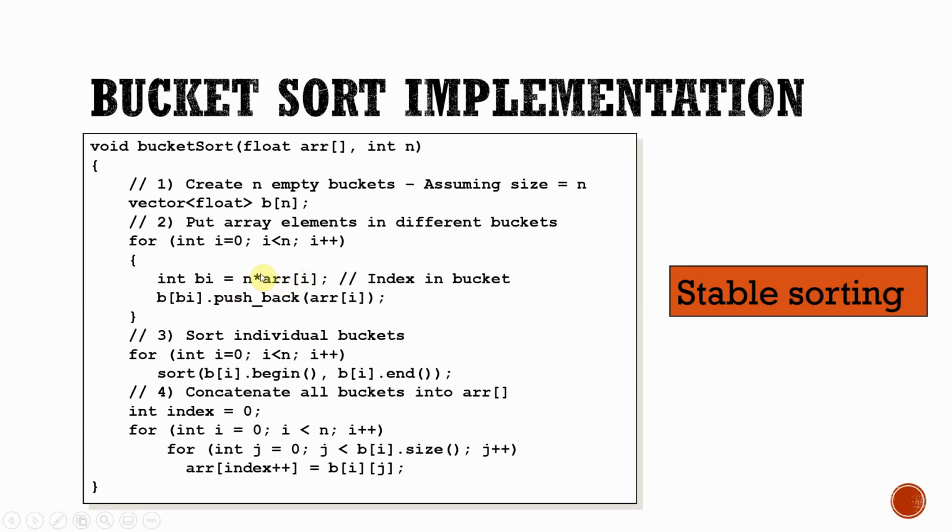We place elements in the buckets and then sort individual buckets, right? Here we're calling the sorting algorithm, let's say this is quick sort, to sort each bucket and then concatenate all the buckets into the array.